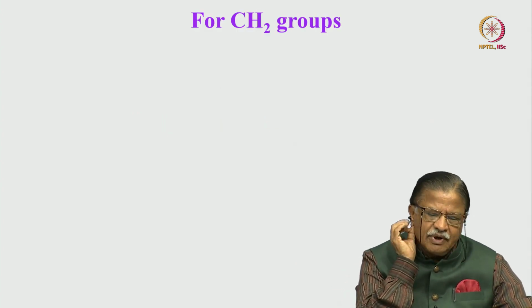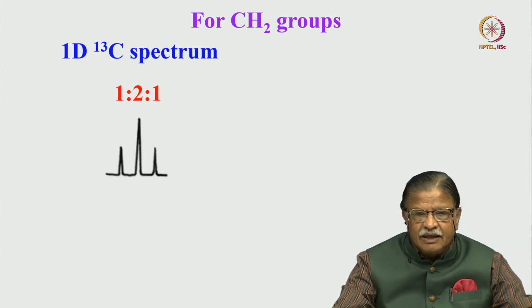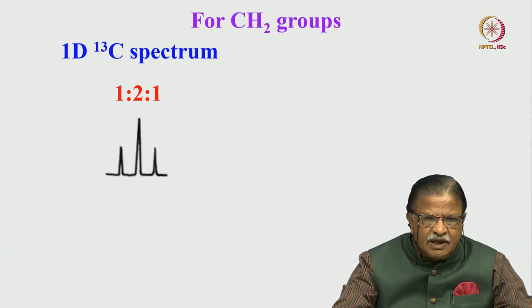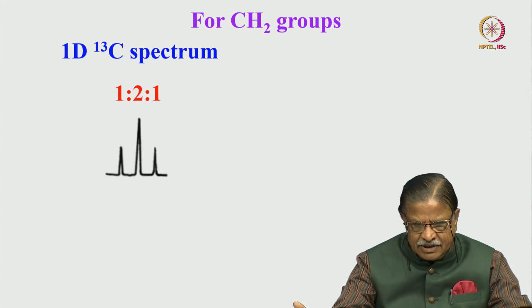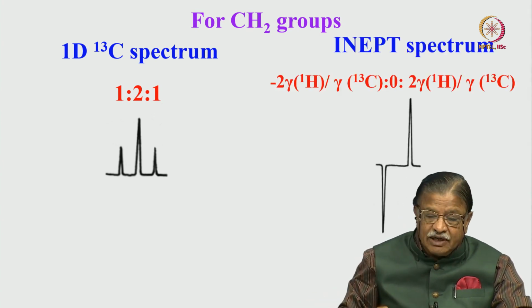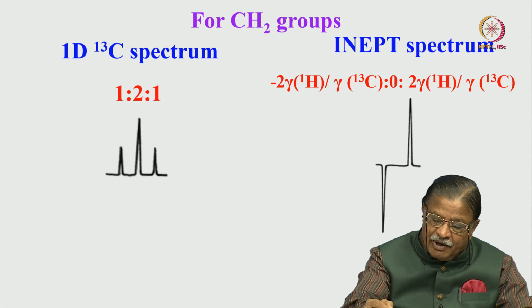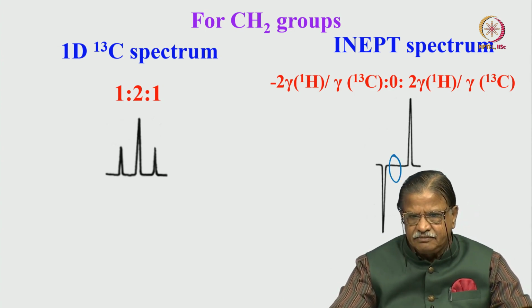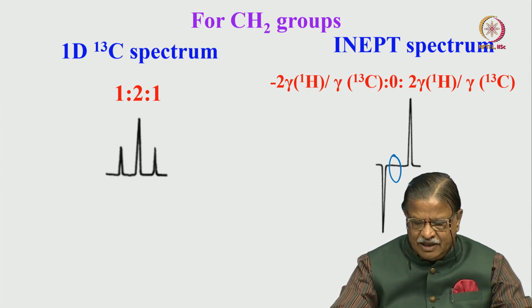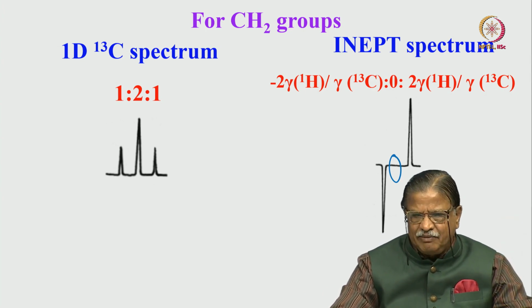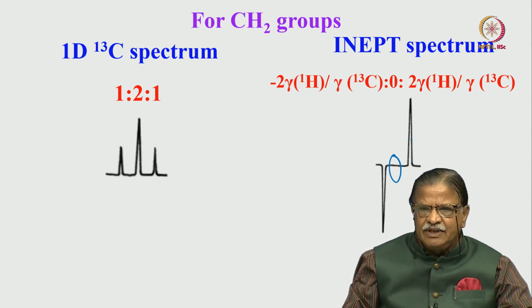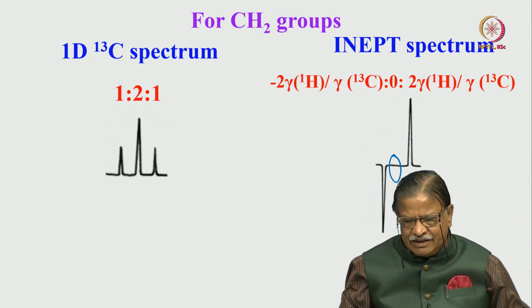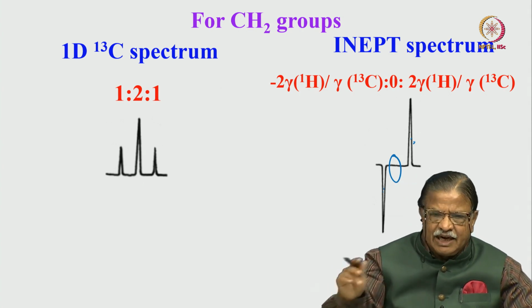For CH2 groups, what is going to happen? The signal intensity will be like this. The one dimensional carbon 13 signal will be in the ratio of 1:2:1. That's correct. There is no difference. As soon as you put the INEPT experiment, what happens? The central peak does not precess and there is no transfer of magnetization for that. That will not precess at all. That won't get transferred. No magnetization gets transferred. Only for the outer components, which are in antiphase, there is a signal. That's where, as I told you, the transfer of magnetization takes place from antiphase to antiphase. Only these two will get the signal.